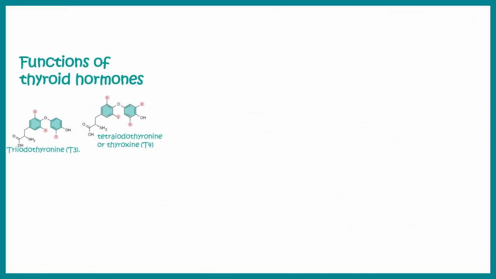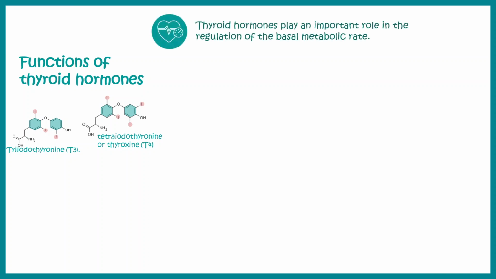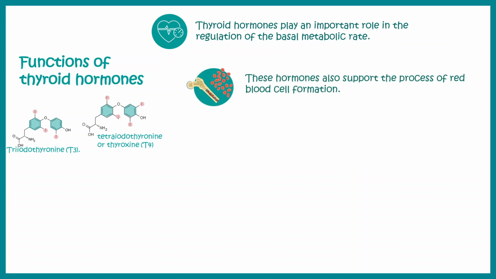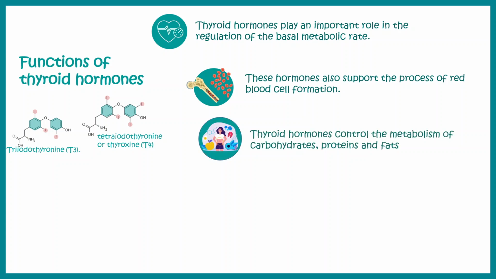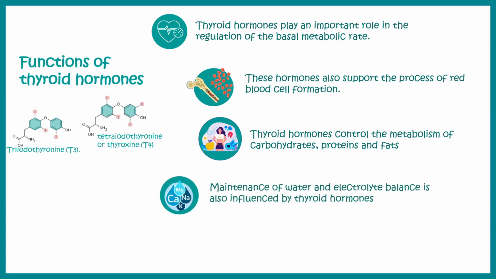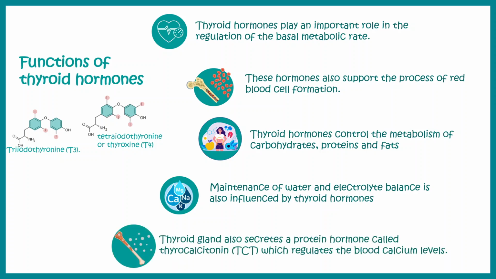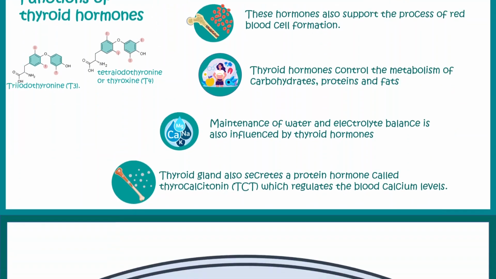Let's talk about the function of these thyroid hormones. Thyroid hormones play an important role in the regulation of basal metabolic rate. These hormones also support the process of red blood cell formation. That means it aids in erythropoiesis. Thyroid hormones control the metabolism of carbohydrates, protein, and fat. So overall, in terms of body's metabolism, it has a profound effect. Maintenance of water and electrolytic balance is also regulated and modulated by these hormones. Thyroid gland also secretes a protein known as thyrocalcitonin, which regulates blood calcium level, and thereby it has impact on bones.